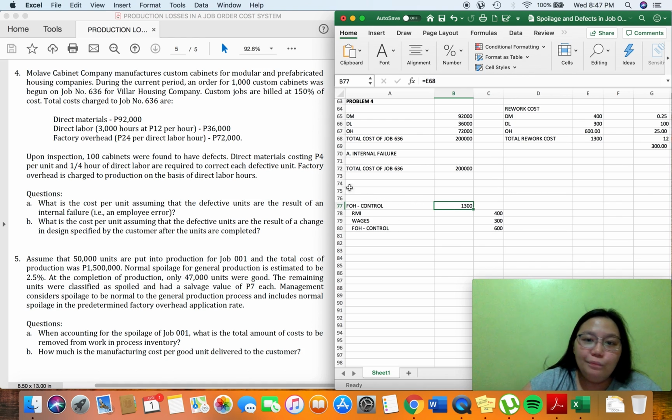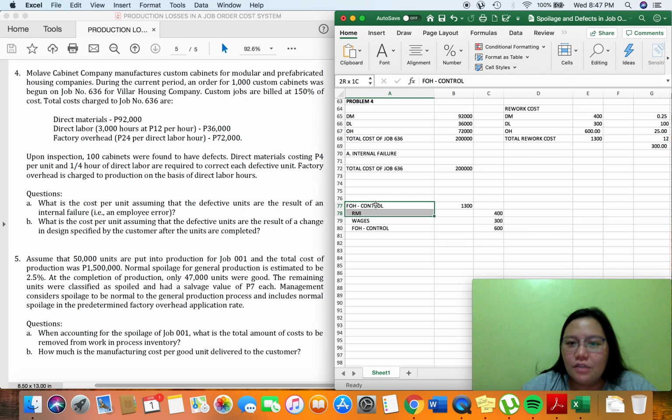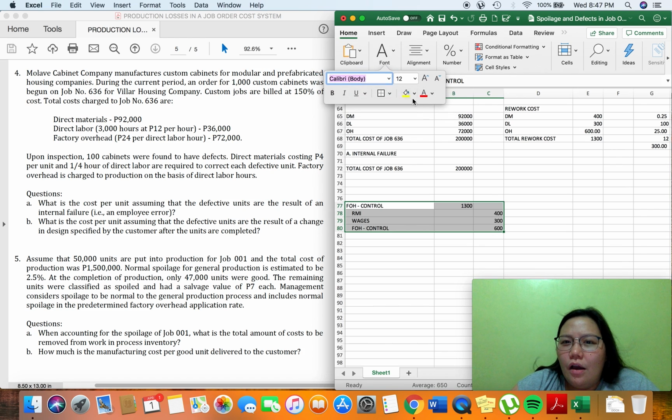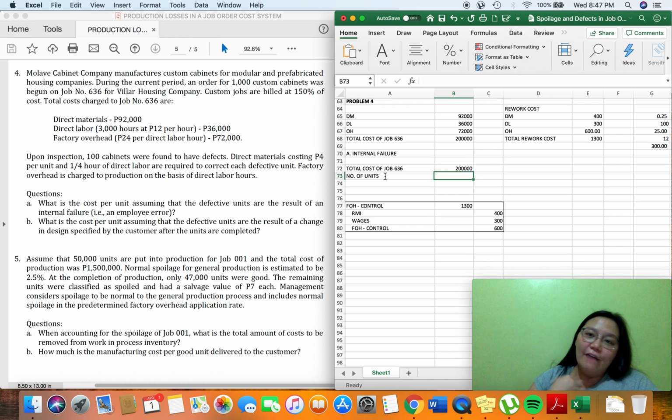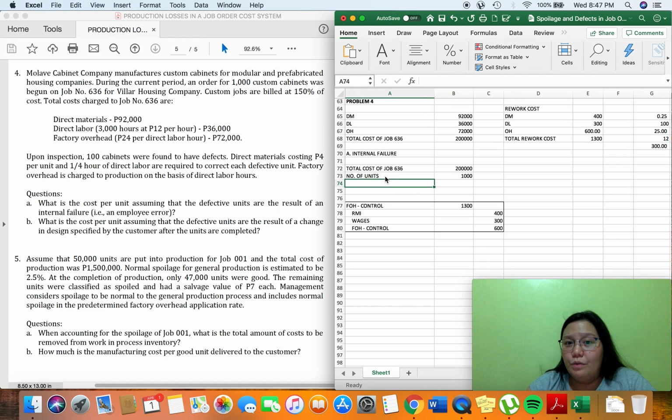Okay? Now, since, as you can see, there is no debit or credit to the work in process account, meaning the total cost of job 636 will remain the same at 200,000. Okay? And then, syempre, we are asked for the cost per unit, and to compute for that, we have to divide this by the number of units that we have produced. So, since we have already reworked the defective units, di ba, we can still deliver the 1,000 units to our customer.